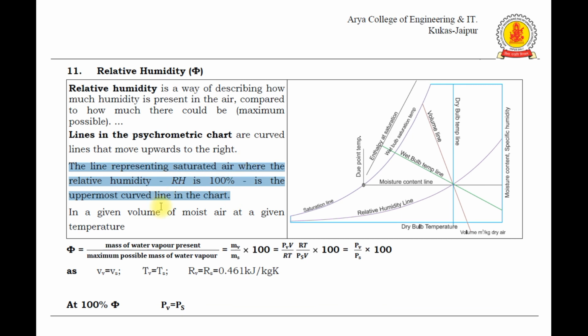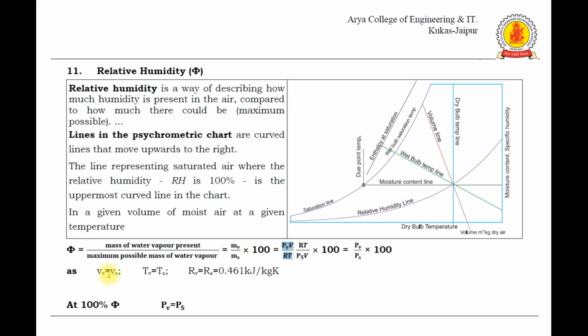Now in a given volume of moisture at a given temperature, relative humidity, which we will represent with this symbol, is the mass of water vapor present divided by the maximum possible mass of water vapor, that is, the mass of water vapor when the mixture is fully saturated. We know the gas equation m is equal to PV upon RT. This term is for this mV and this term is for this mS.